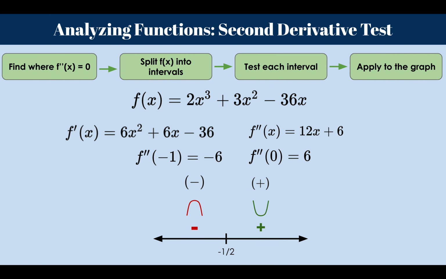So using this test and the first derivative test, we can see where the function is increasing, where the function is decreasing, where it's concave up, and where it's concave down. And using all this information, we can sketch a graph. So we can translate these numbers and variables into a picture and make it easier for us to visualize.